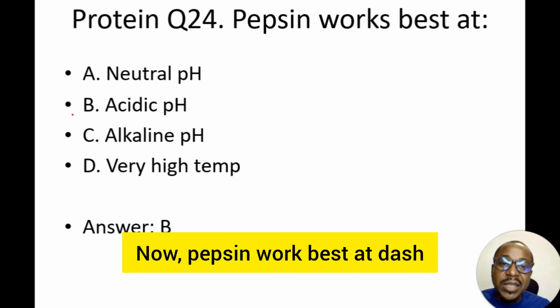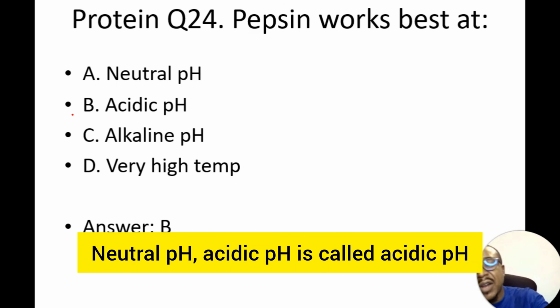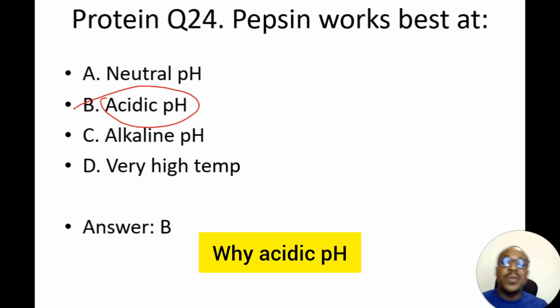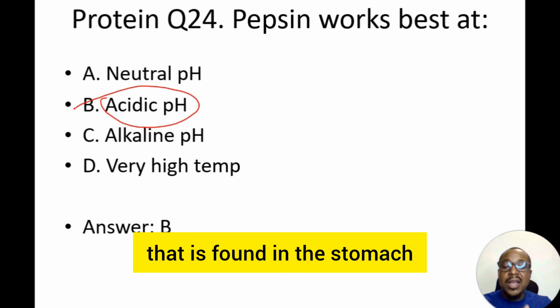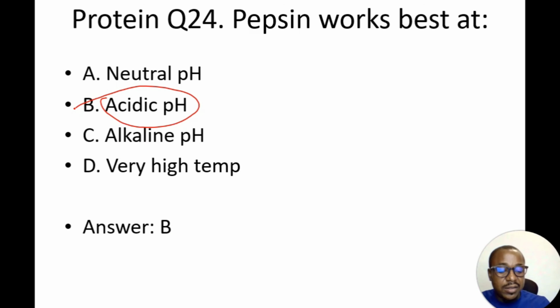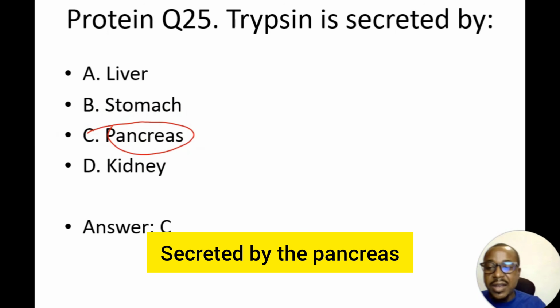Now, pepsin works best at what? Acidic pH. Why acidic pH? Because pepsin is an enzyme found in the stomach, and the stomach pH is acidic. And trypsin is secreted by the pancreas.